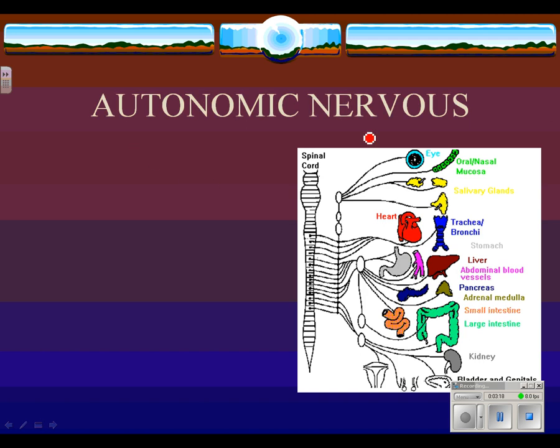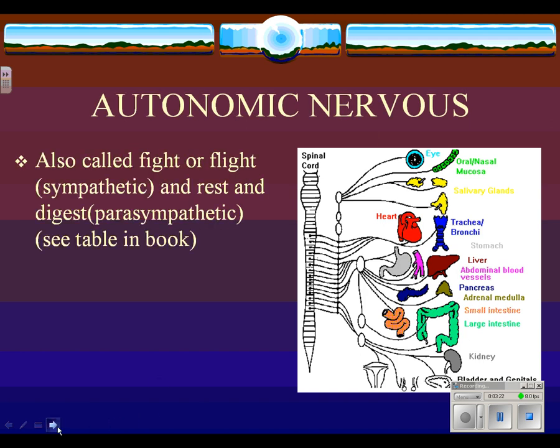So the autonomic nervous system, it's also called the fight or flight and rest and digest. I should have probably bracketed that. So the sympathetic nervous system is the fight or flight part. There's a table in your book that goes through this in some detail. So if you think about this, autonomic is kind of synonymous with automatic.